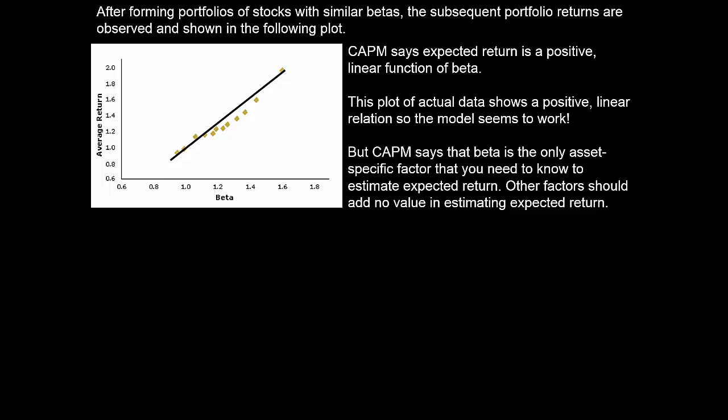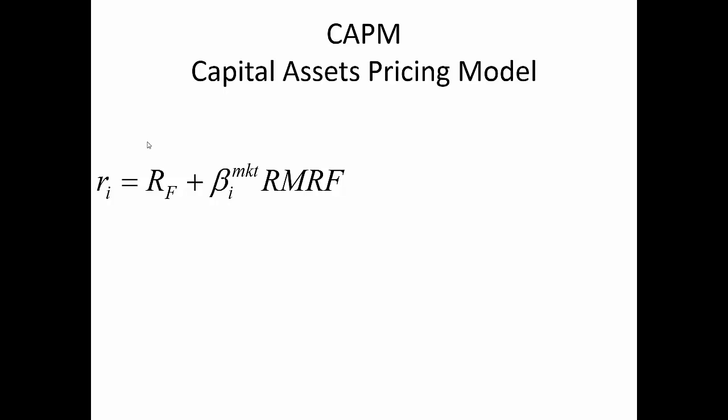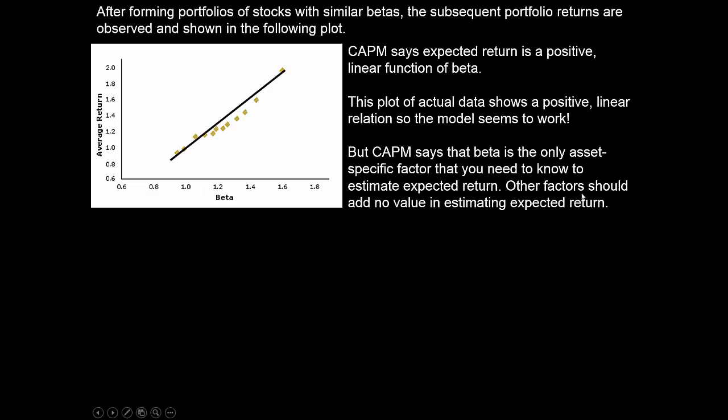But the capital asset pricing model says that there's only one thing related to a stock that you need to know in order to estimate the expected return. There's only one asset-specific factor that you need to know, and that's beta. Other factors should add no value in estimating the expected return. You can see that from the equation, right? For stock i, there's only one factor on the right-hand side of the equation that is related to that stock i, and that's beta. So basically what that's saying is other factors should add no value in estimating the expected returns.